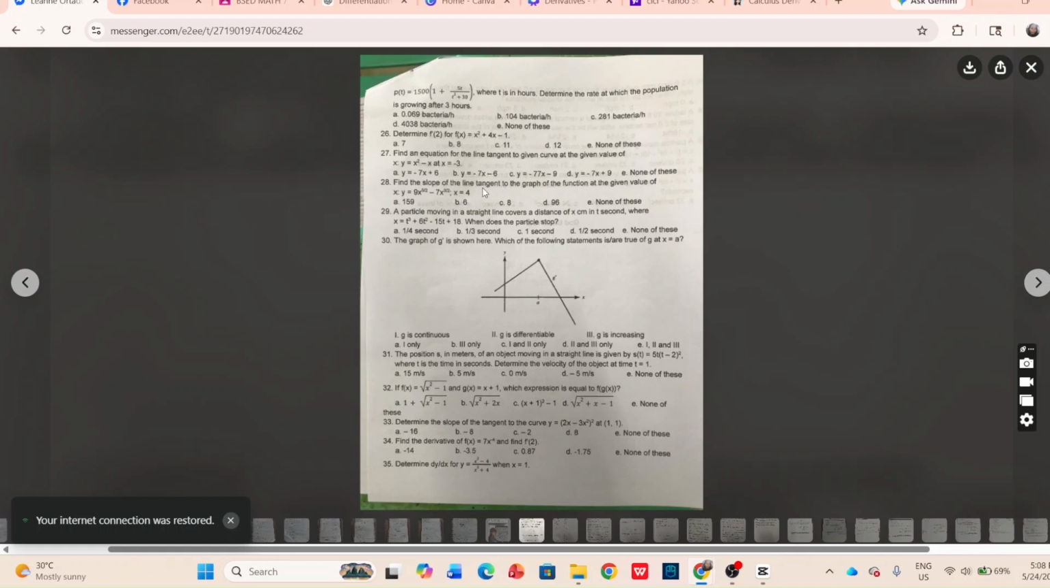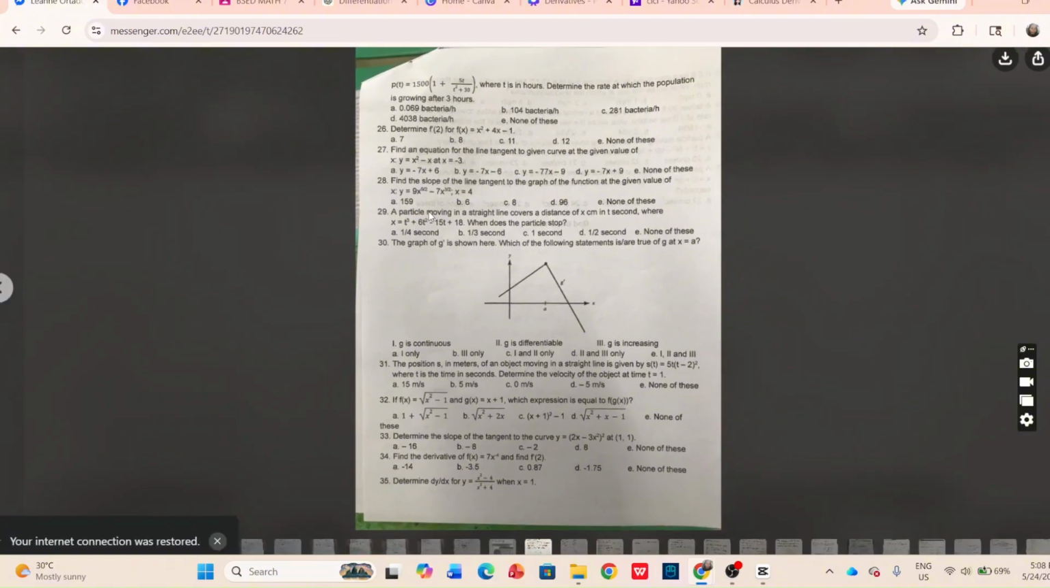28. Find the slope of the line tangent to the graph of the function at the given value of x, such as y equals 9x to the power of 5 halves minus 7x to the power of 3 halves at x equals 4. So in step 1, we are going to differentiate this function, which is 9x to the 5 halves minus 7x to the 3 halves, which gives us 45 halves x to the power of 3 halves minus 21 over 2 x to the power of 1 half.